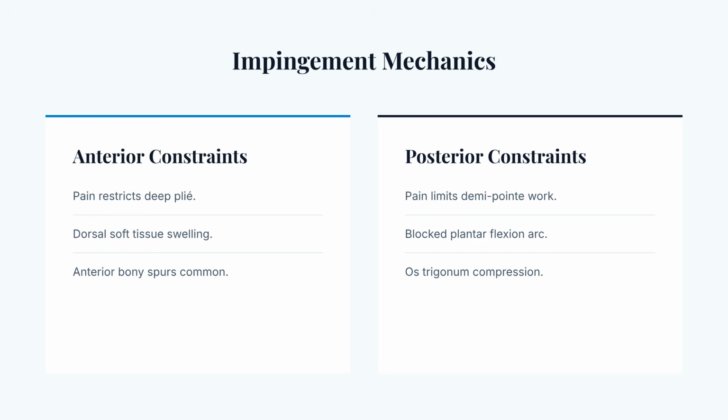Impingement mechanics. Understanding impingement means knowing the mechanics. Anterior impingement usually presents as pain restricting a deep plie, often accompanied by dorsal soft tissue swelling and bony spurs at the front of the joint. Conversely, posterior impingement restricts the foot from dropping into plantar flexion, causing pain when the dancer works on demi-point or full point, typically involving structures like the os trigonum.